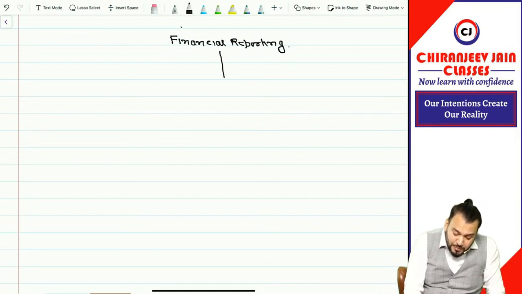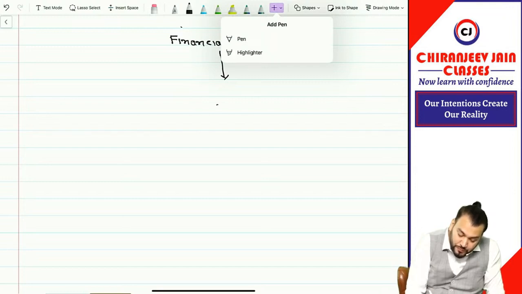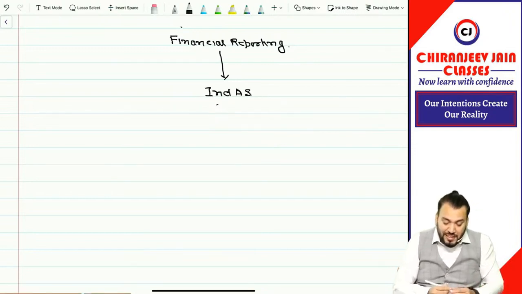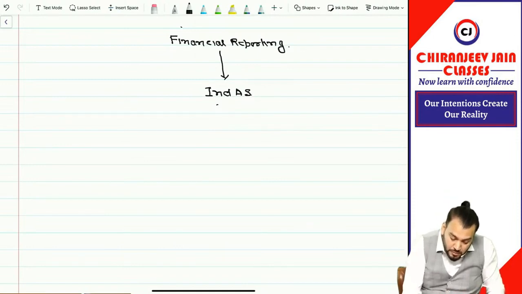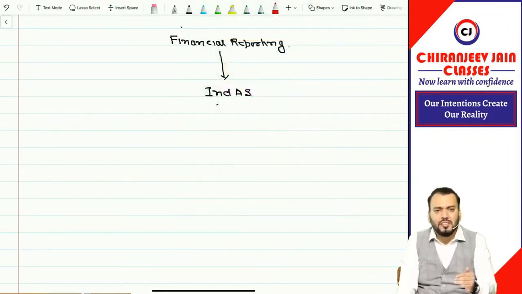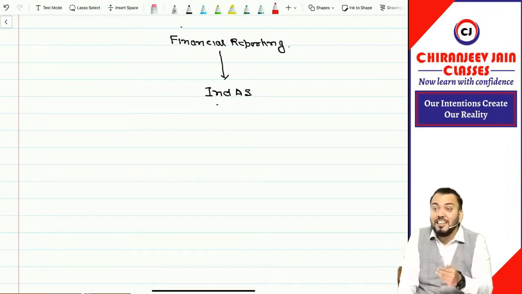Now, when I am saying financial reporting, as far as the syllabus is concerned, this subject consists of Ind AS. Now, do you know about Ind AS? Do you know about Ind AS? Anyone? Ind AS. Of course, in CA Inter you have done AS and now it is Ind AS.